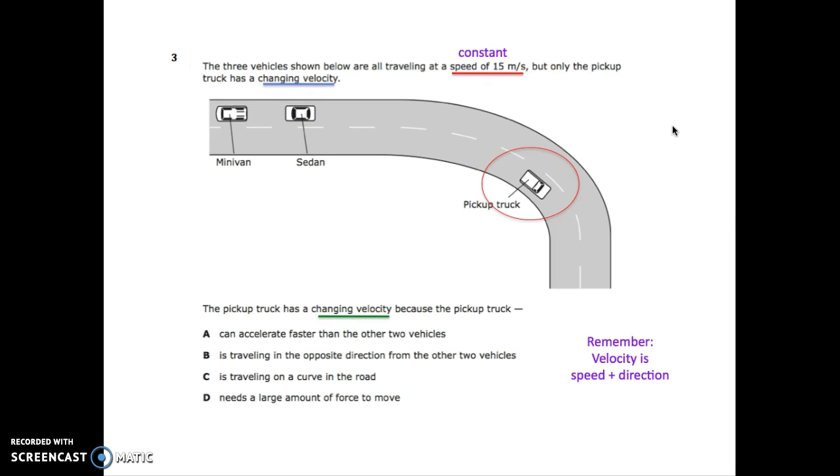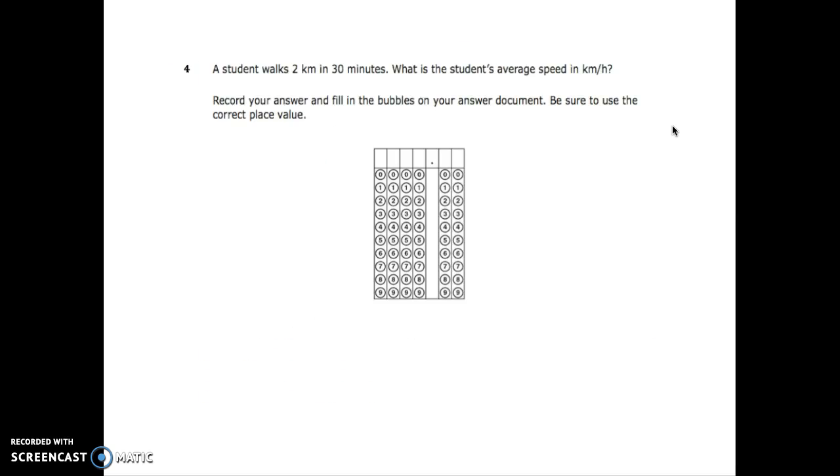All right, and number 4, to set it up, we have a student who walks 2 kilometers in 30 minutes. What is the student's average speed in kilometers per hour? Record your answer and fill in the bubbles on your answer document. Be sure to use the correct place value.